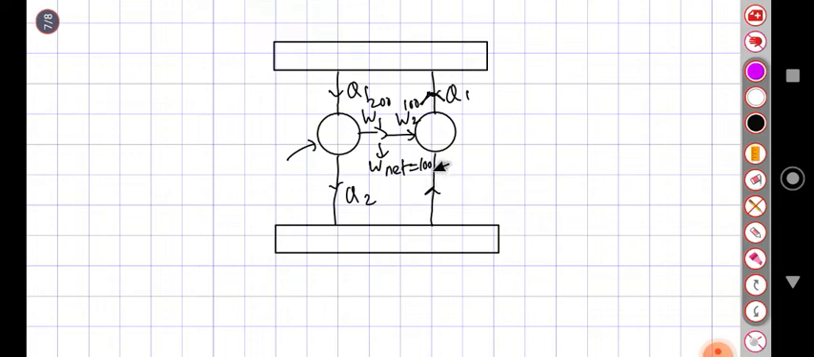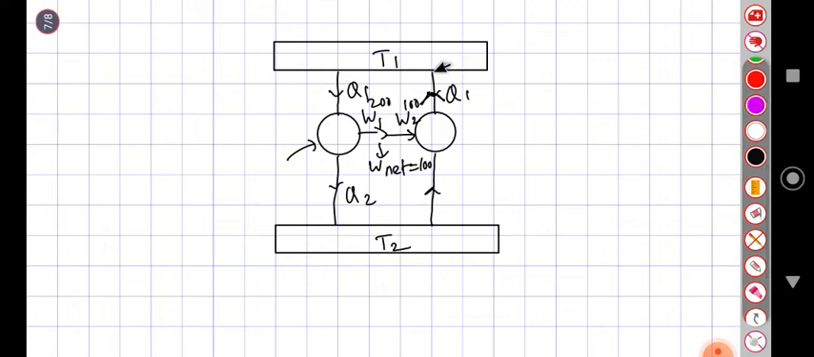This reservoir is at temperature T1, and this is reservoir temperature T2. Now I will remove this reservoir, because I no longer require it. Whatever Q1 is coming from here, I will connect directly to this, and I will remove this reservoir.